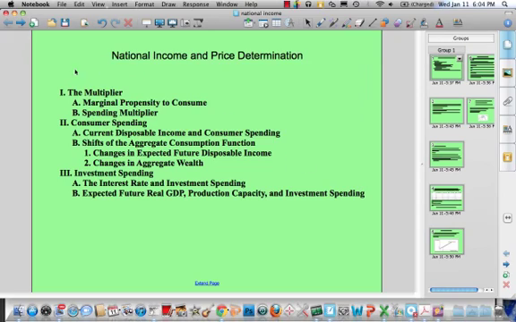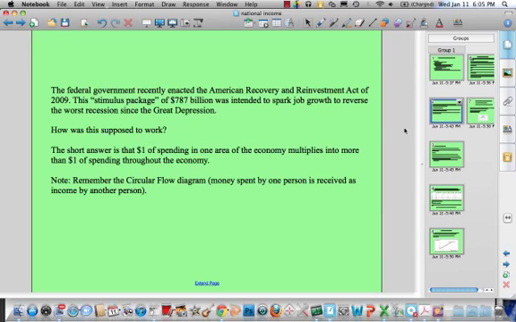So the first part of this outline will cover marginal propensity to consume, and we'll cover the spending multiplier. These are really important concepts as we go into discussions of consumer spending and then investment spending. So we'll spend a full class period on this to make sure we're really solid on it.